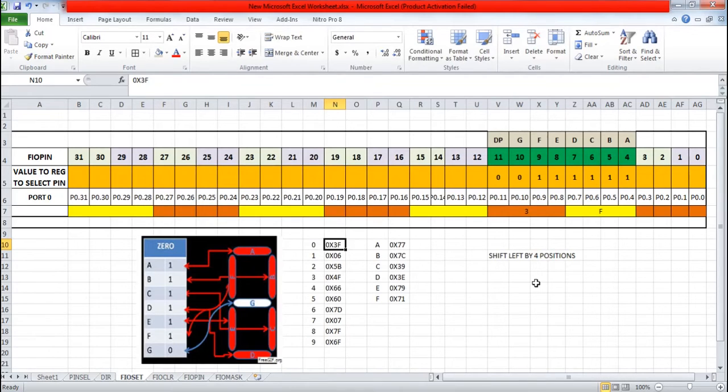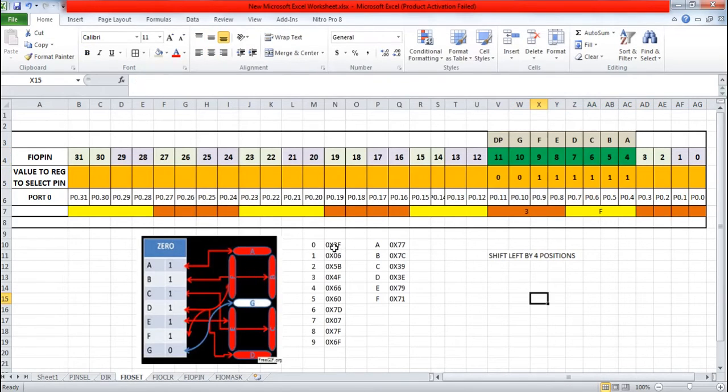The one point to be remembered is, if you write 0x3F, by default this 3F comes to the first 8 positions of the register. That means this 0x3F corresponds to the 0 to 7th position. But the pin positions connected to the 7 segment display LED start from the 4th bit to the 11th.